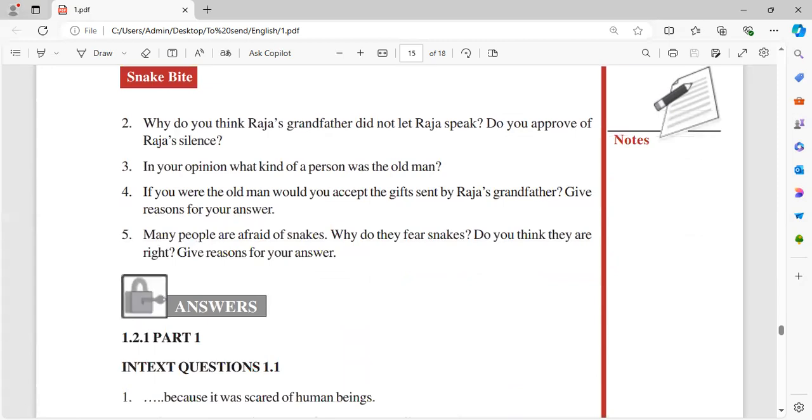Why do you think Raja's grandfather did not let Raja speak? Do you approve of Raja's silence? Again, it's to be done by you. Please answer this one. In your opinion, what kind of a person was the old man? If you were the old man, would you accept the gift sent by Raja's grandfather? Give reasons for your answer.